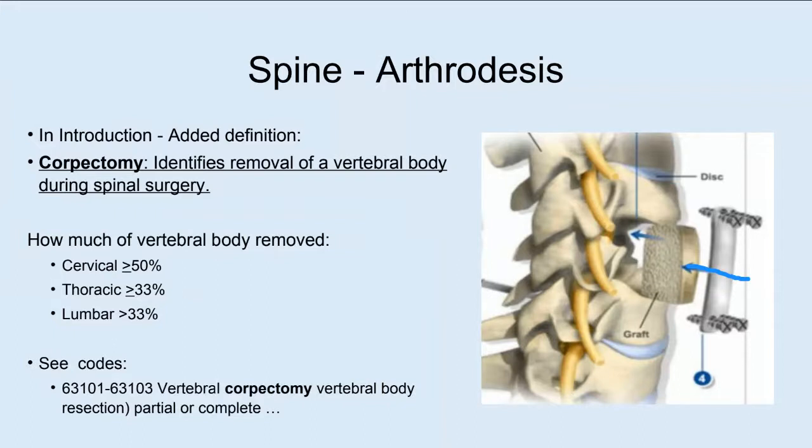So the confusing thing about the arthrodesis codes is these are in the musculoskeletal system, but the term corpectomy is actually not used in arthrodesis codes in musculoskeletal. They are, however, used in the nervous system codes 63101, 63103, vertebral corpectomy, vertebral body resection, partial or complete. So that's one of the things that are really confusing. So the nervous system codes can be used with arthrodesis codes when appropriate. So just be aware that you may end up doing a nervous system code and an arthrodesis code from the musculoskeletal system for the same procedure.